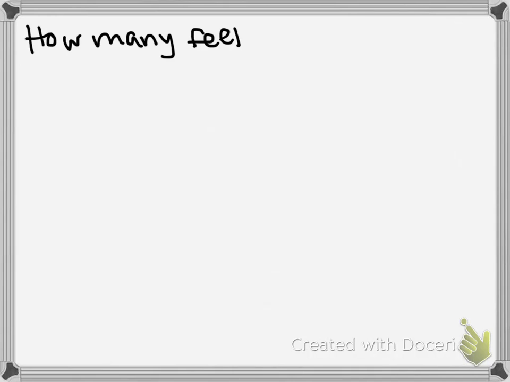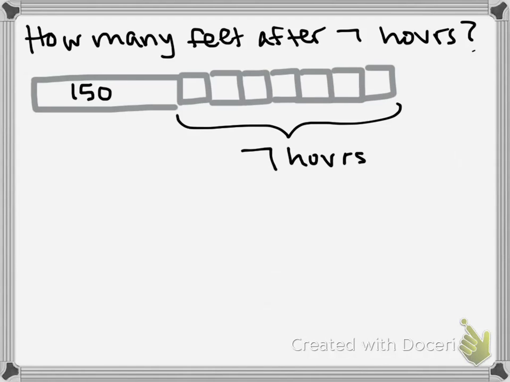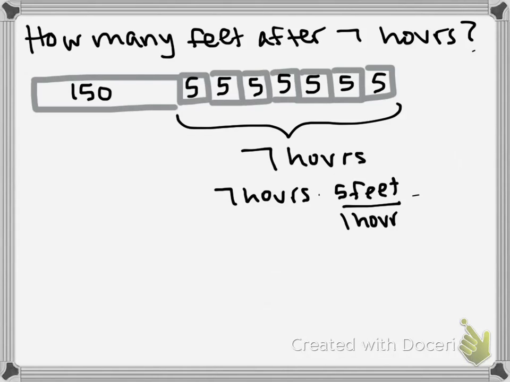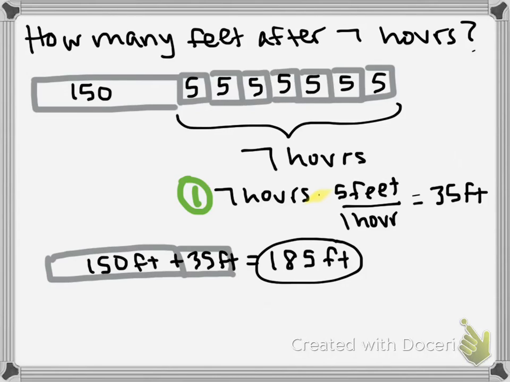How many feet after 7 hours? So I start with my 150 feet. I work for 7 hours. Each hour gets me 5 more feet. So I multiply, and I get 35 feet. 150 feet with an additional 35 is 185 feet. My first step was to multiply. My second step was to add.